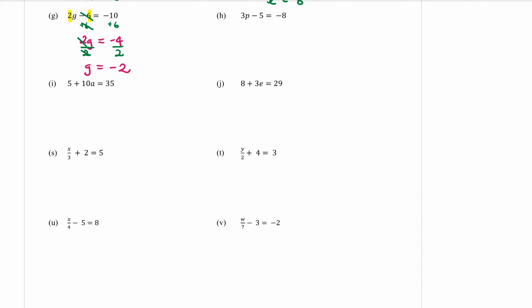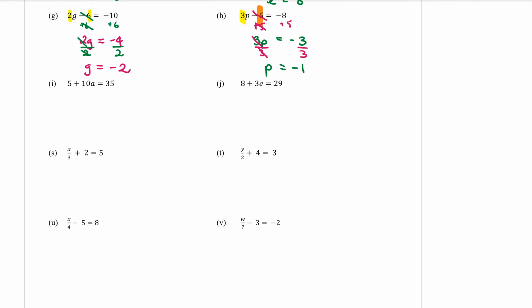So in the next one, we have 3 times p and minus 5. The first thing to do is to add the 5 to cancel that one off. 3p is now on the left-hand side, and I have negative 8 plus 5, which makes negative 3. Now I want to get rid of this 3 with the p. So to do that, I would need to divide by 3 on both sides, cross the 3's off. P is now by itself. Minus 3 divided by 3 is minus 1.